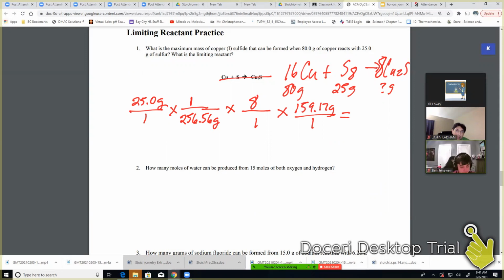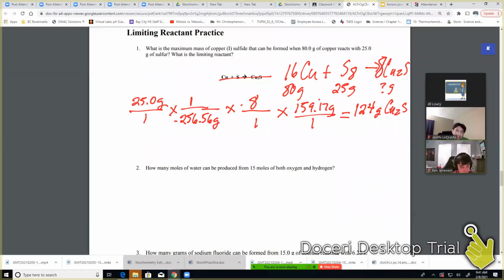So you can see I didn't really worry that much about my units. Multiply across and then divide, in this case, just by 256.56. And I got 124 grams of copper sulfide. Remember, this and this are just molar masses, and this is my mole to mole ratio. You have to use mole to mole ratio in everything, every problem.